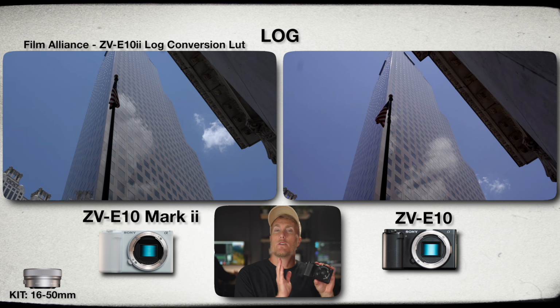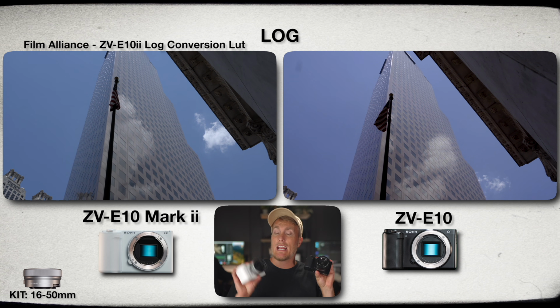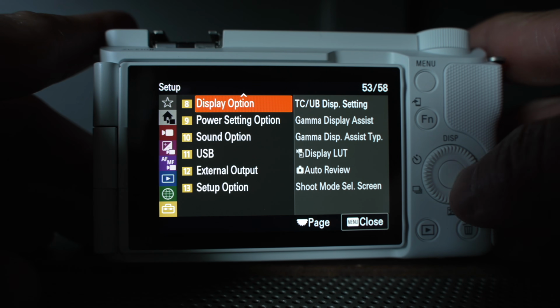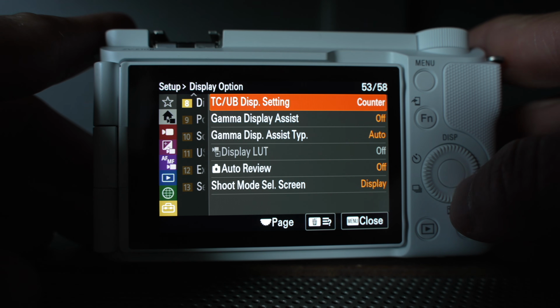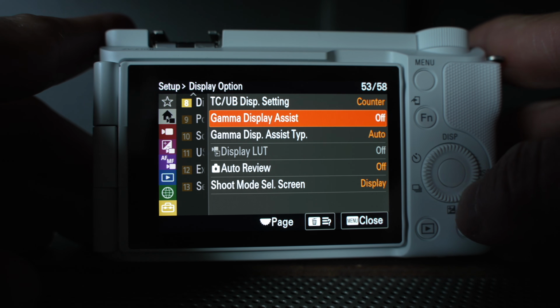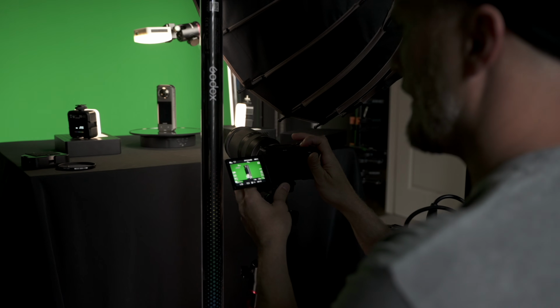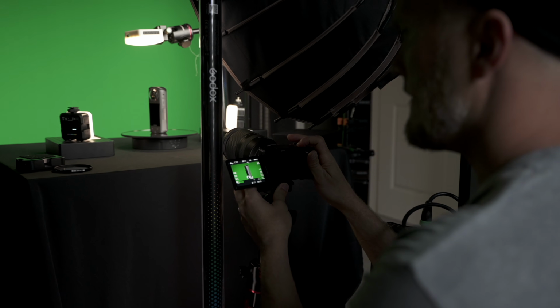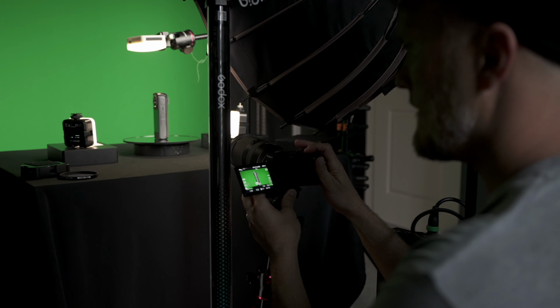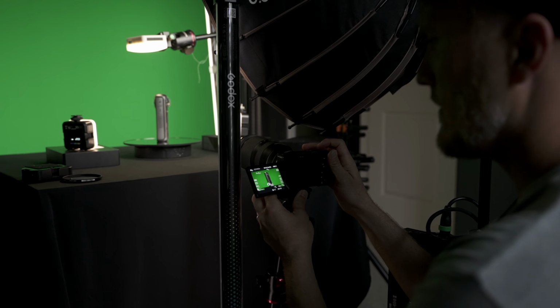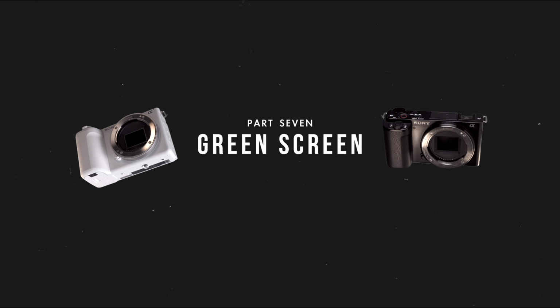But don't worry if you own the ZV-E10, because both cameras have Gamma Assist. And Gamma Assist is a function that you can turn on while you're shooting in log, which can help you get a more accurate representation of the final colors and contrast of your video. This can be really useful for beginners who are learning about color grading and want to see the potential impact of their adjustments in real time. The ZV-E10 Mark II is advertised to have 14 stops of dynamic range, and you can really see it while you're shooting in log.